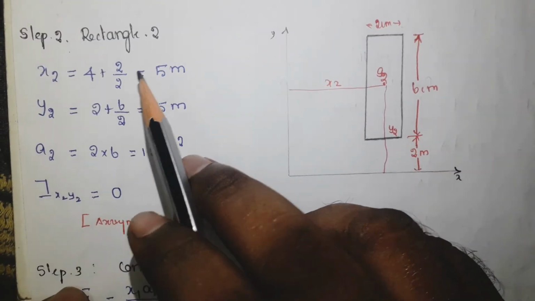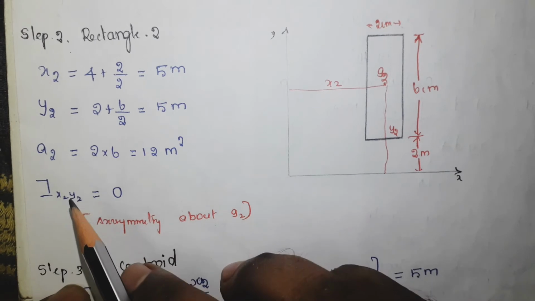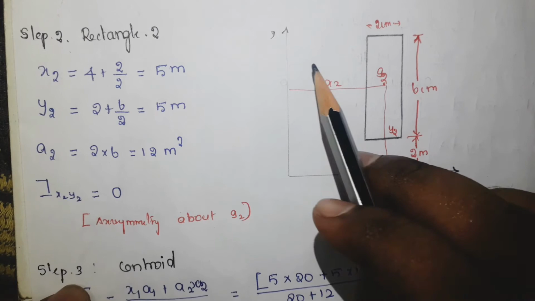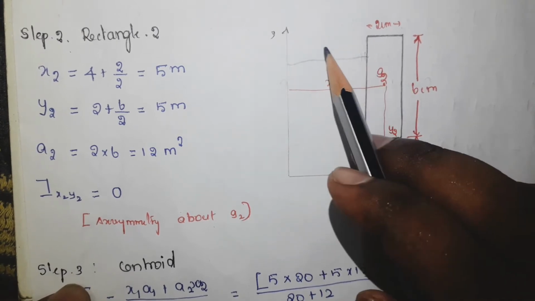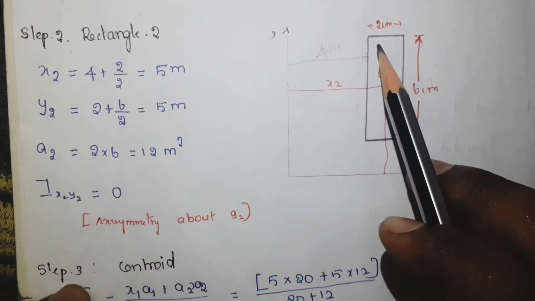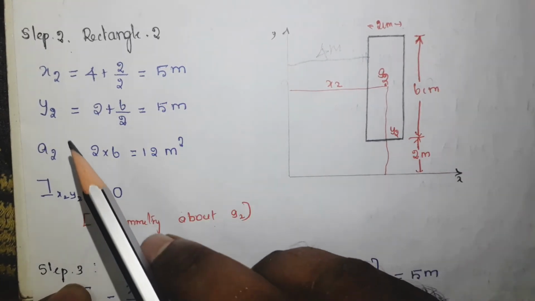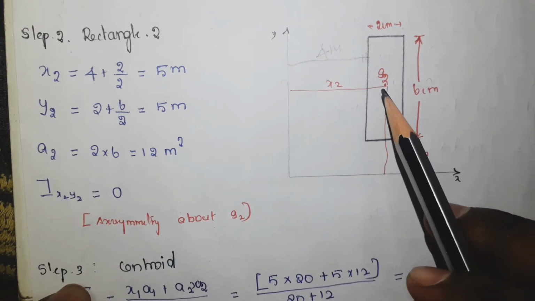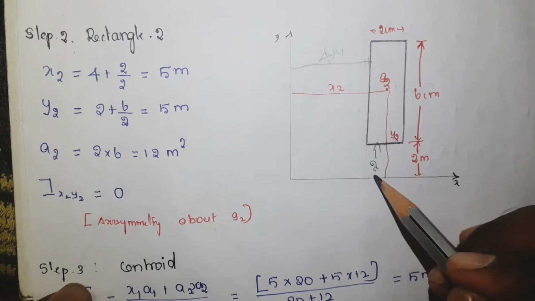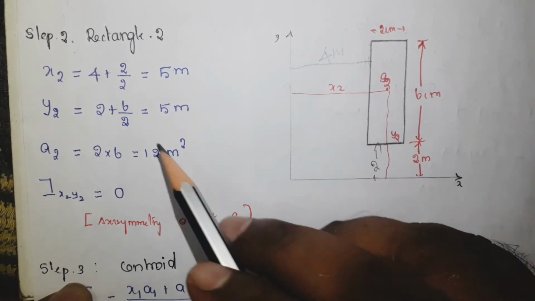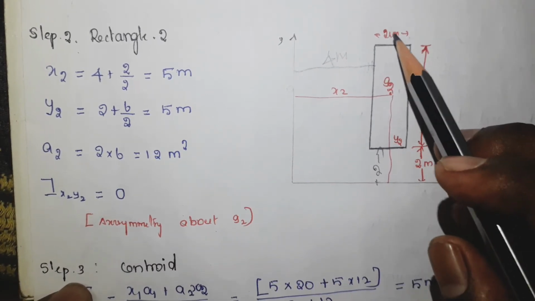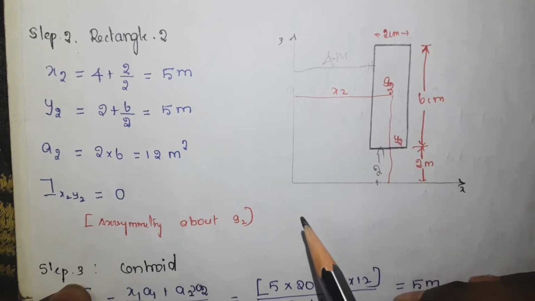Now for the second rectangle, again we go for all four variables. For x2, the second rectangle is located from the y axis by 4 meter. So we have to add 4 plus 2 by 2, since this width is 2, which is equal to 5 meter. Then y2 is the distance between g2 and the x axis. Here this distance is 2, so we have to add these two: 2 plus 6 by 2, which is equal to 5 meter. Then the area is the multiplication of 2 meter into 6 meter, so 12 meter square.